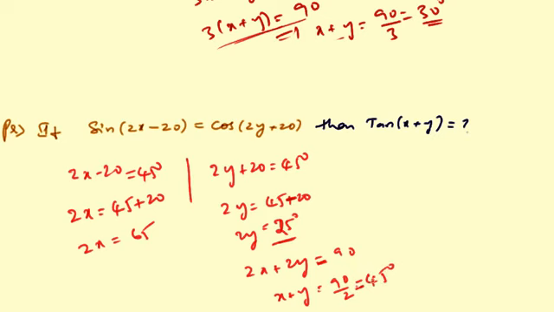So what is asked, friends? What has been asked of us? We need to find out tan of x plus y. So tan of x plus y is nothing but tan 45. So the answer is 1. So you need to solve the problem.